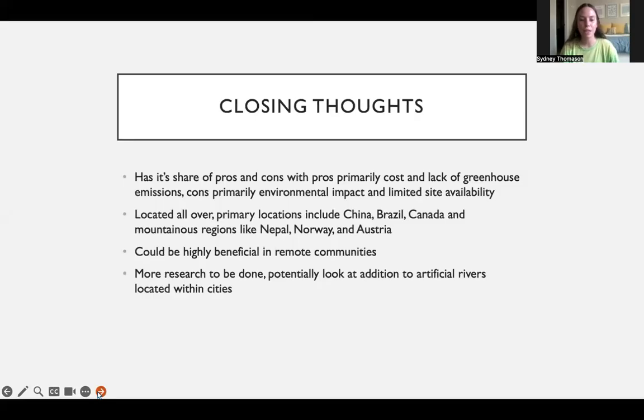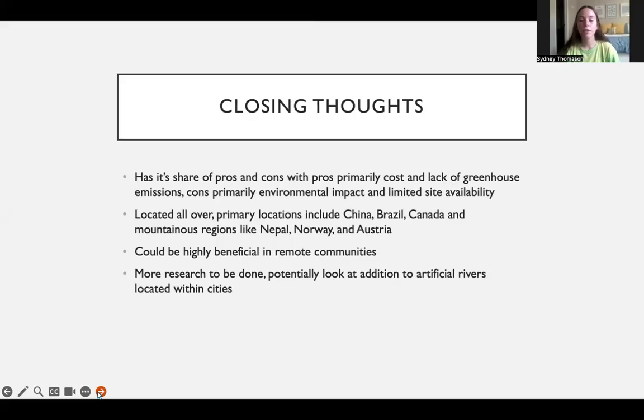So just some closing thoughts. It has its share of pros and cons, just like any sort of energy source will, with the pros primarily, like I've mentioned multiple times, the lack of greenhouse gas emissions, which I think is such a big concern that it's really highlighted here, whereas the cons are primarily with some of the environmental impacts that can happen and just the limited site availability.